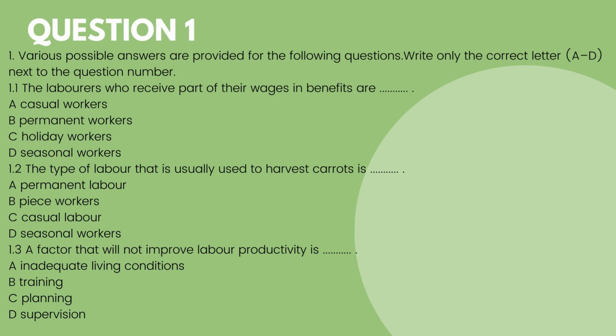A factor that will not improve labor productivity is: A, inadequate living conditions; B, training; C, planning; D, supervision. I think that one is obvious. A factor that will not improve labor productivity is inadequate living conditions. So the correct answer there is A.